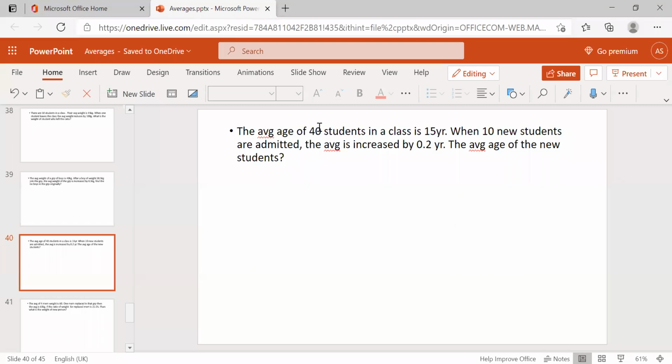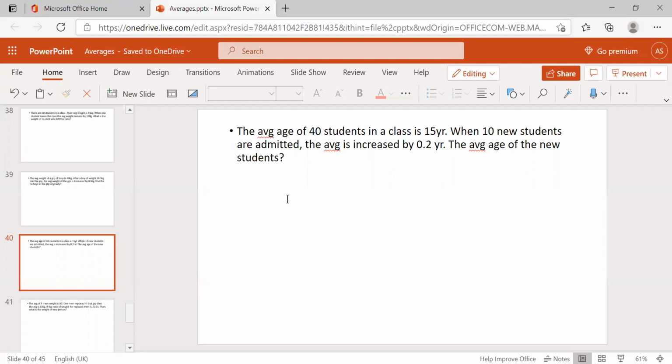Now, the average age of 40 students in the class is 15 years. When 10 new students are admitted, the average increases by 0.2 years. Find the average age of the new students. This is also a similar problem. Here they gave the students, but they are asking for the new boys' average.